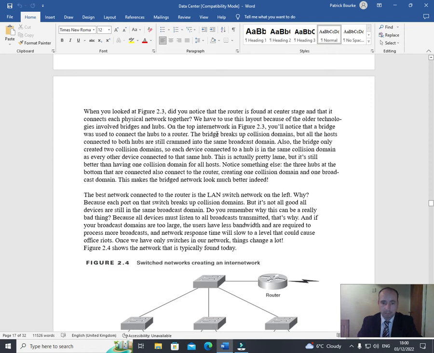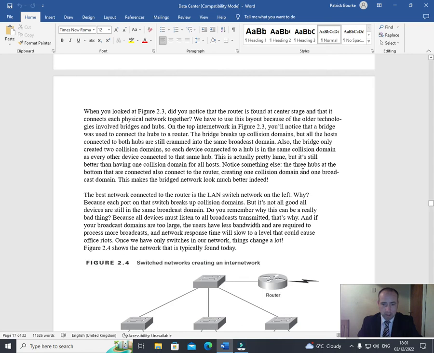On the top internetwork in figure 2.3, you'll notice that a bridge was used to connect hubs to a router. The bridge breaks up collision domains, but all the hosts connected to both hubs are still crammed into the same broadcast domain. Also, the bridge only created two collision domains, so each device connected to a hub is in the same collision domain as every other device connected to that same hub. This is actually pretty lame, but it's still better than having one collision domain for all hosts.